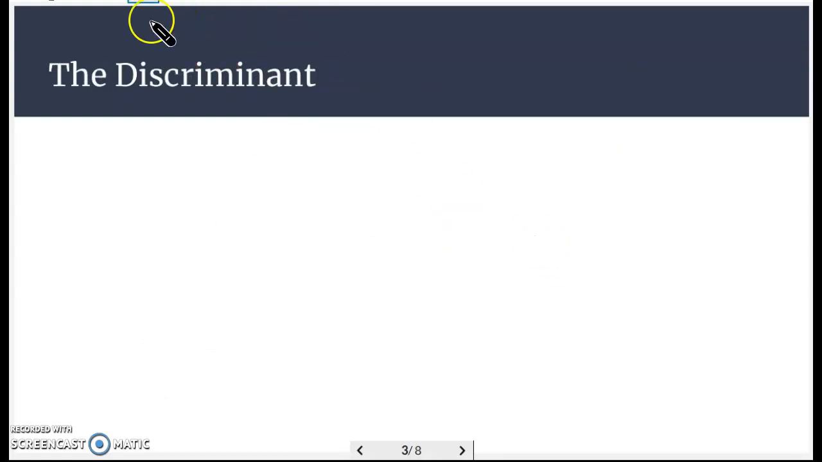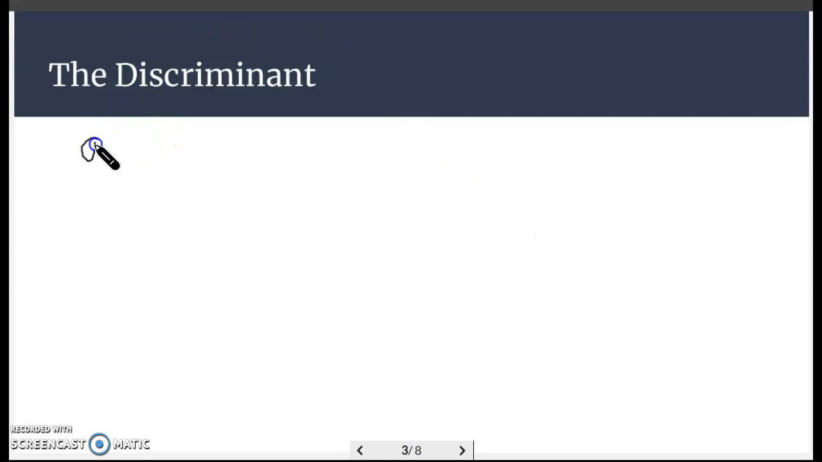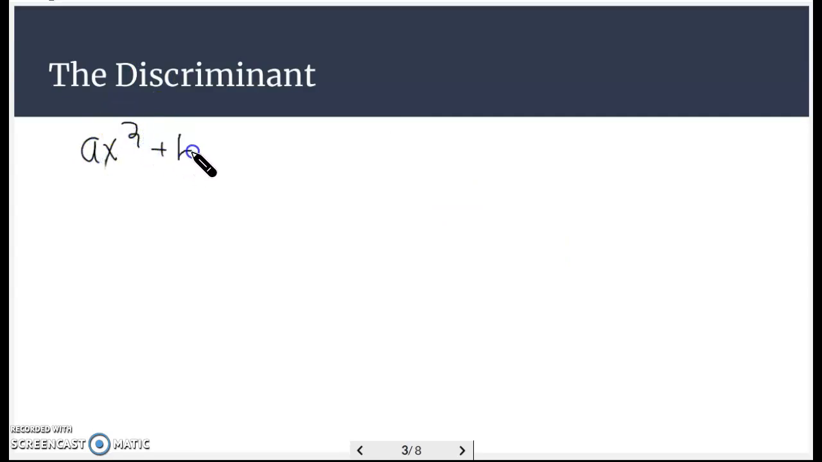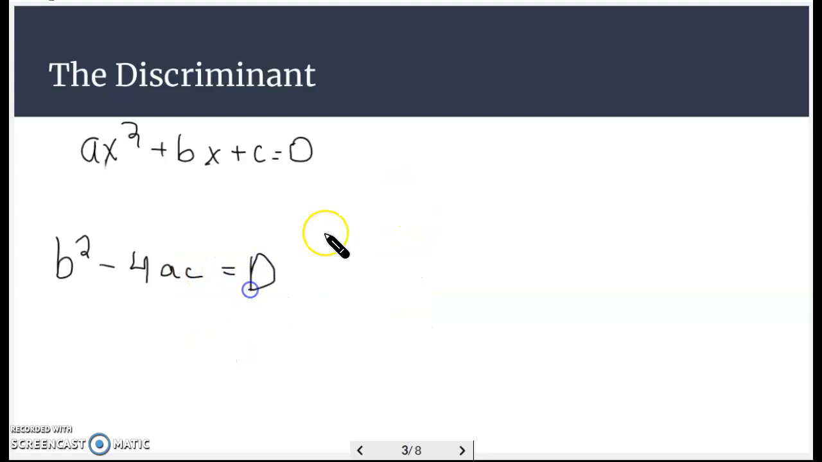Of course, we have our standard form here. Let's write that again. ax squared plus bx plus c equals 0. The discriminant discriminates the different types of answers. This is the formula for the discriminant, and we'll learn later that it is part of the quadratic formula. b squared minus 4 times a times c. Alright, and that equals the discriminant. We'll use a capital D.